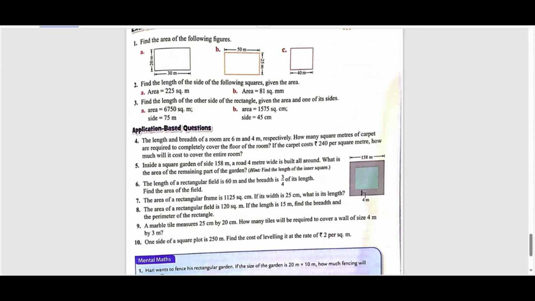Okay. And then you have to make a prime factorization of 81, and then you will have a square of that number. You have to cancel that square with the square root. You will have your length.